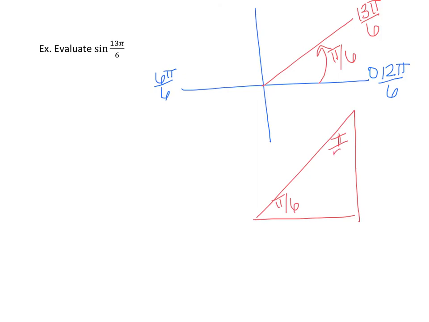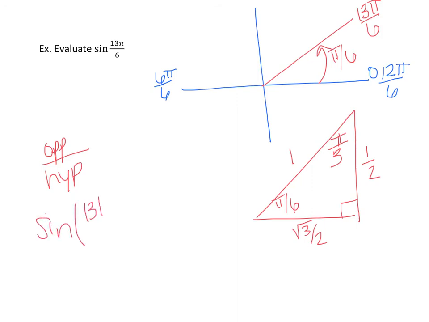This would be pi over 3. Here's my right angle. Let's see, long side would be radical 3 over 2. Short side would be 1/2, hypotenuse of 1. Now, figuring out the sign of that. Sine stands for opposite over hypotenuse. So the sine of 13 pi over 6 would be opposite over hypotenuse, which comes out to be just 1/2.